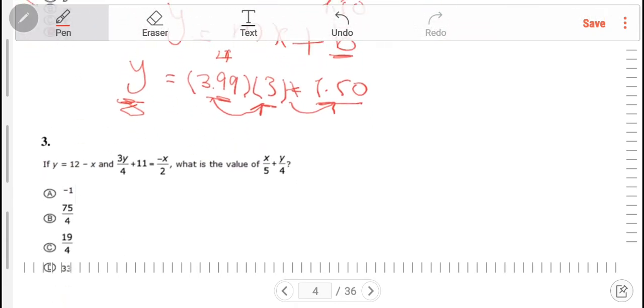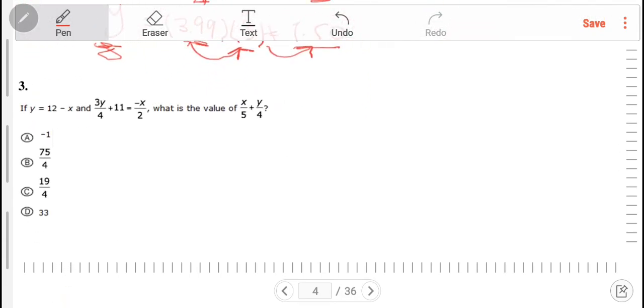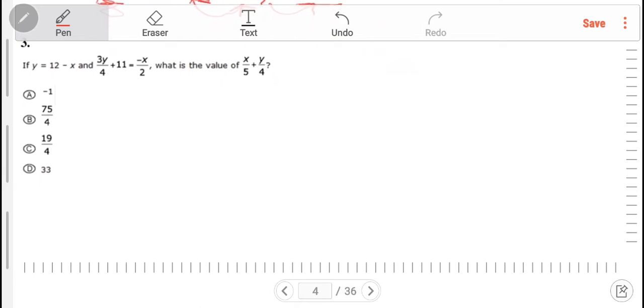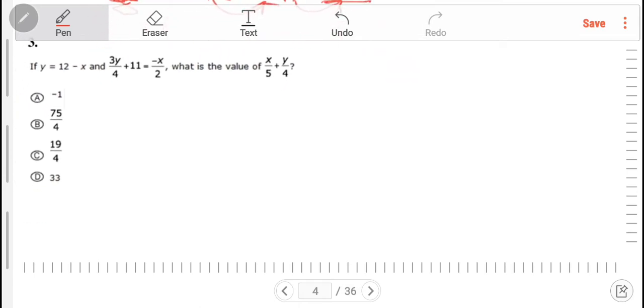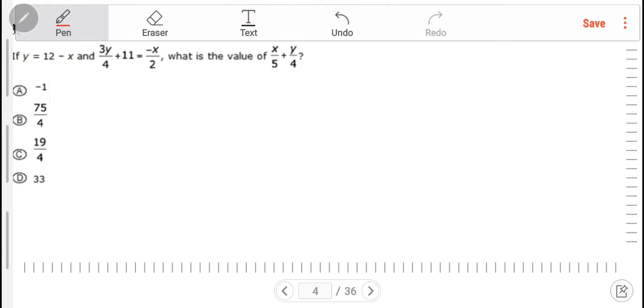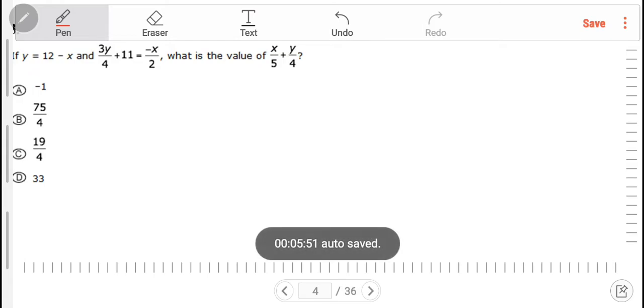And now here, number 3. Sometimes we have to make some effort, you know. Okay, sometimes, not all the problems. Here is y equals 12 minus x. And 3y over 4 plus 11 is negative x over 2. What is the value of x over 5 individually plus y over 4 individually?